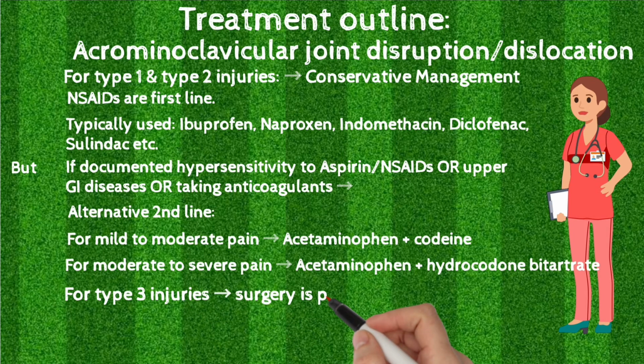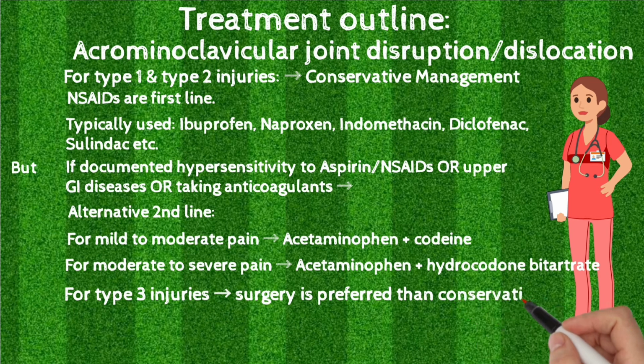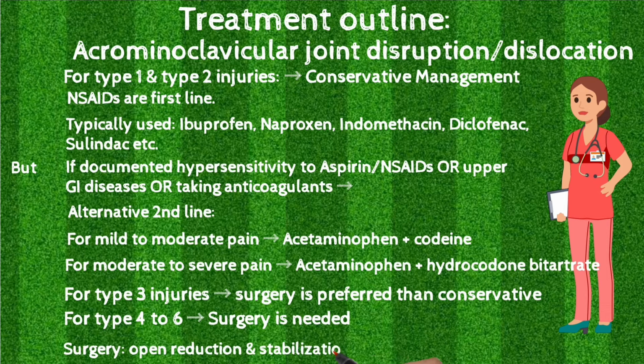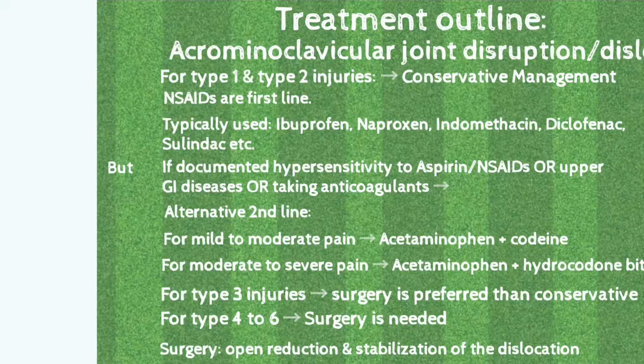For type 3 injuries, surgery is preferred over conservative management, and for type 4 to 6, surgery is a must. Surgery which is done here is open reduction and stabilization of the shoulder.